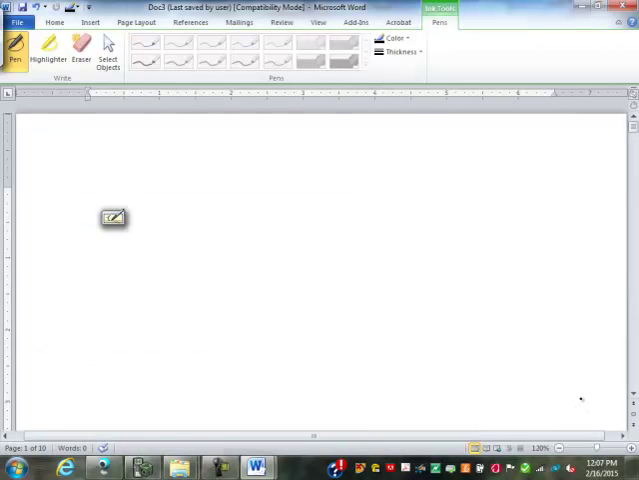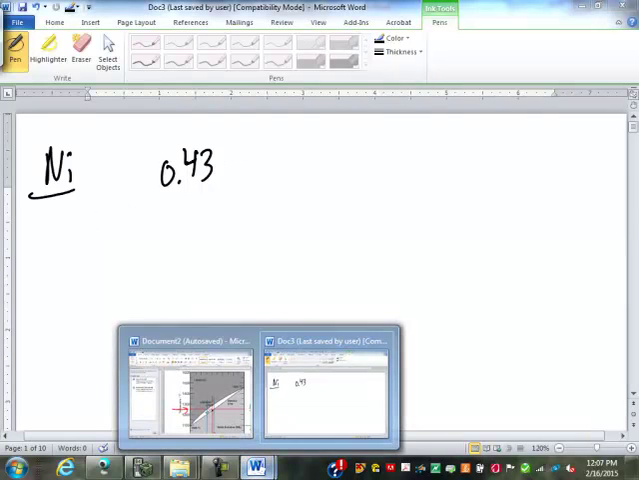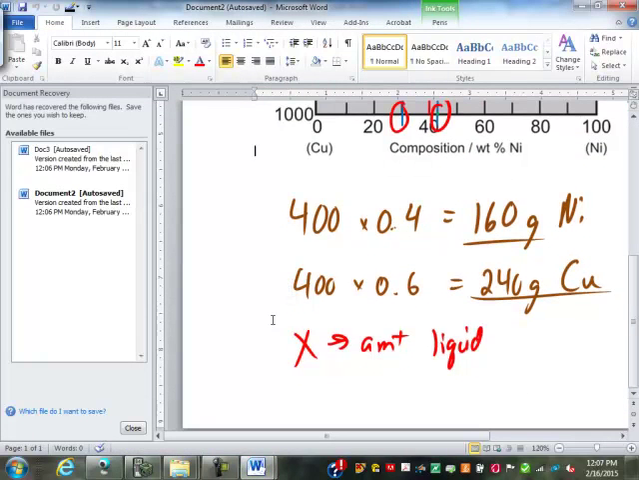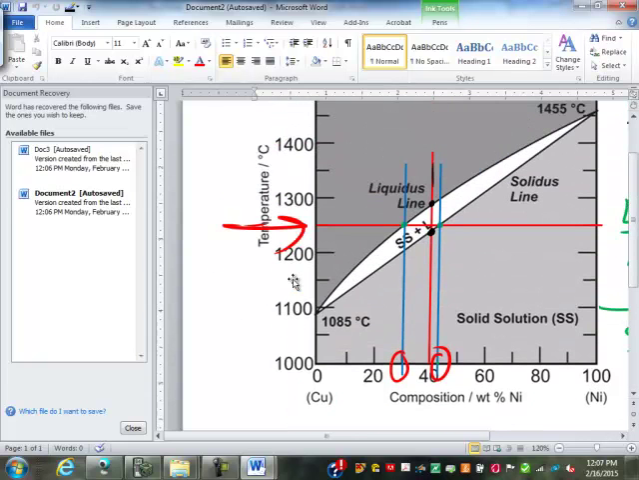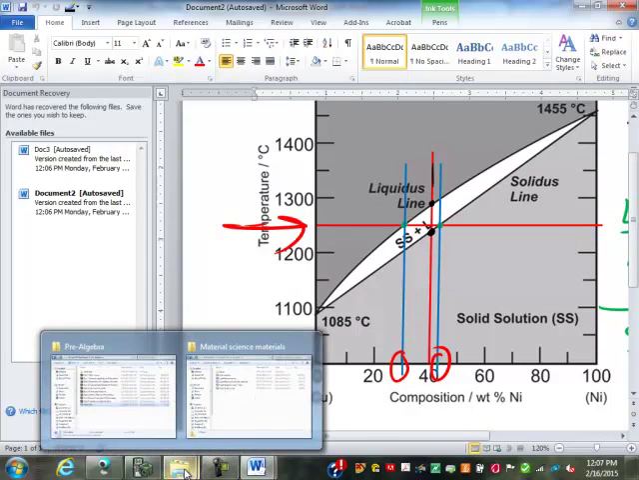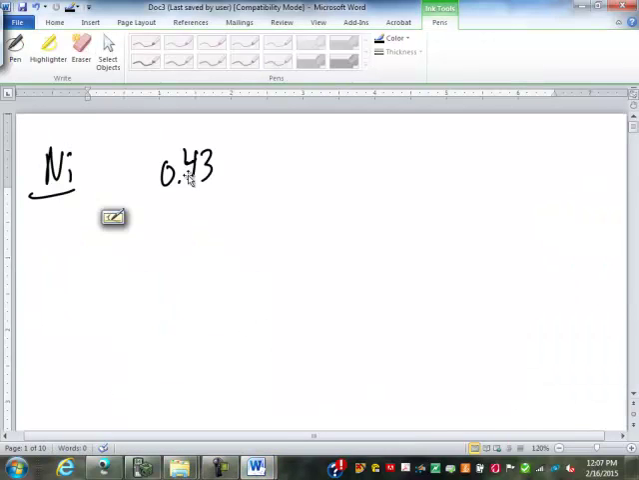Our nickel equation is going to be 0.43X, where X is the amount of liquid. In the liquid we have 43% nickel, so we have 0.43X, that's the amount of nickel in the liquid, plus 0.3Y, which is 30%, that's the amount of nickel in the solid, has to equal the total amount of nickel, which is 160 grams.